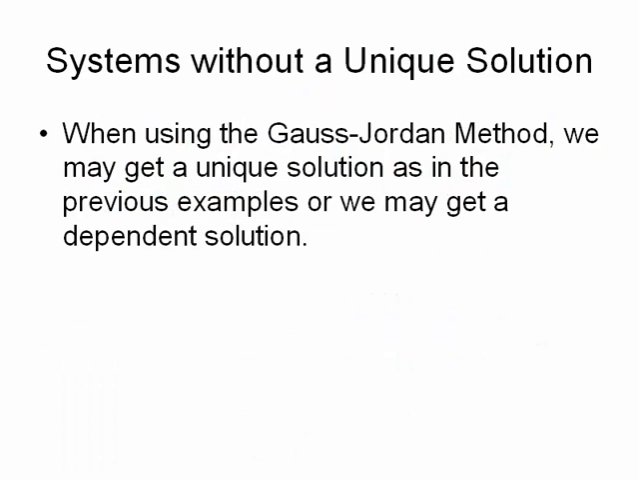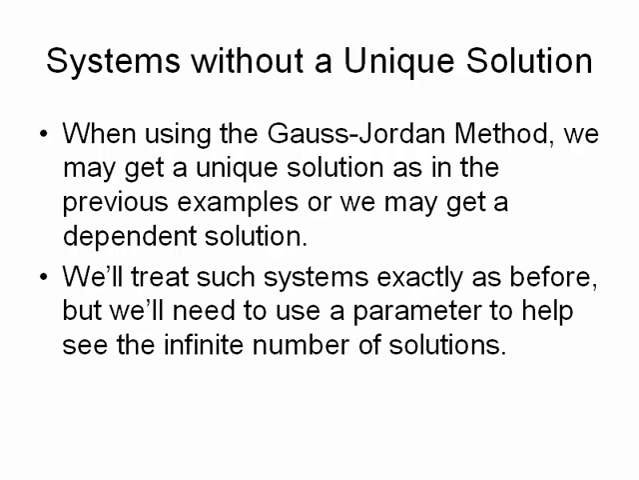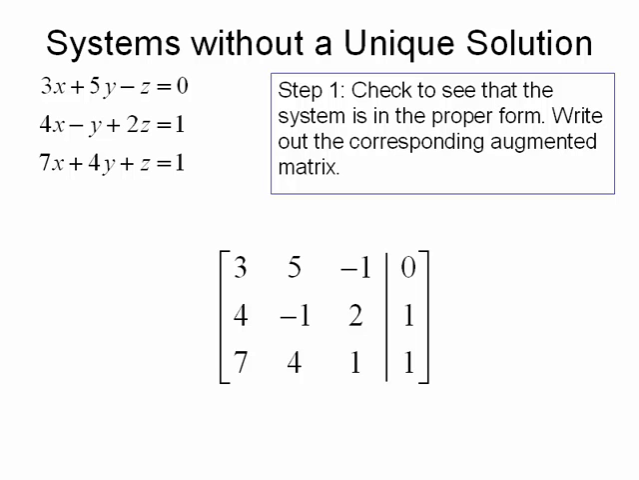In a perfect world, when we use the Gauss-Jordan method, we would get unique solutions. But unfortunately, we may also get some dependent solutions, which means we're going to get an infinite number of solutions. We'll treat these systems exactly as before, but we'll need to use a parameter to help us see the infinite number of solutions. So let's take a look at another example.